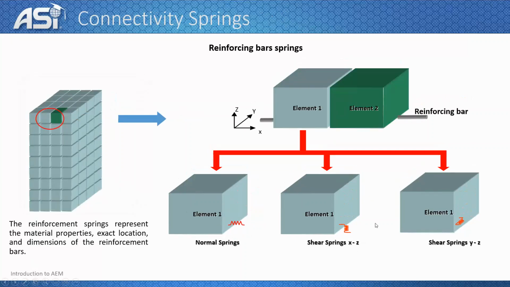With the same exact concept, if we are talking about the reinforcement bars, let's assume that we have a reinforcement rebar that's going to pass between those two elements in here. So here is the reinforcement rebar. We replace the reinforcement rebar at its exact location again with one normal spring and two shear springs, one in XZ direction and one in YZ direction, as we have seen in here.